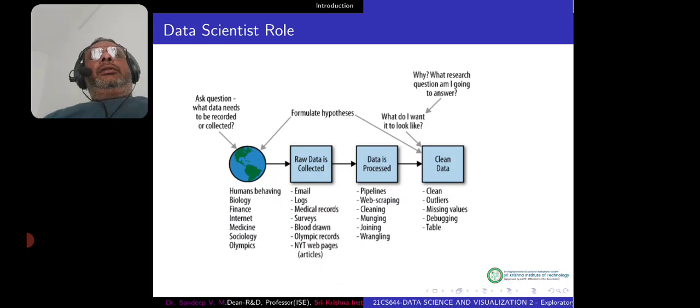So what are the roles a data scientist plays? The problem comes from the real world. So we ask the question, what data needs to be recorded or collected? The data comes from human beings, biology, finance, internet, medicine, sociology, Olympics, and many such data are available. We formulate the hypothesis and collect the raw data. The raw data is collected through emails, logs, medical records, surveys, blood drawn, Olympic records, and other such sources.